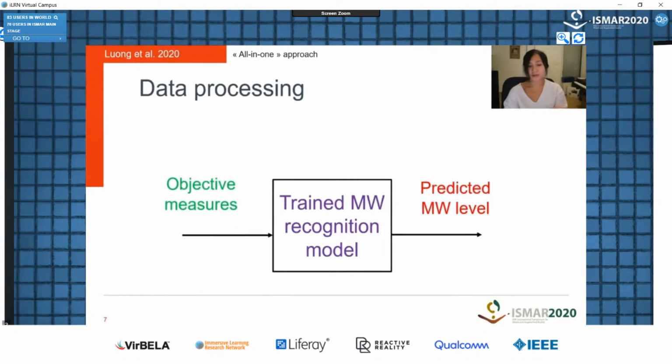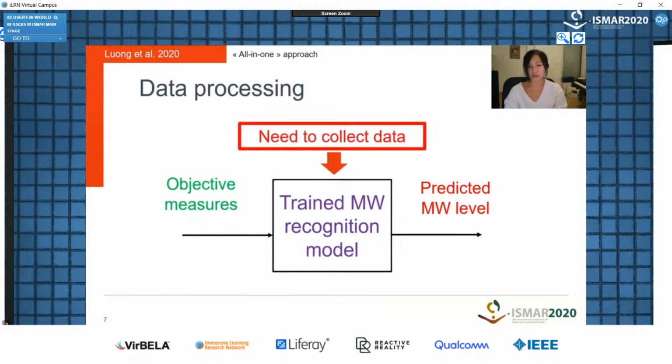So this is a very simple scheme of what we are trying to achieve. As input, we want to have objective measures, for example, physiological data and task performance data. And as output, we want to predict the user's mental workload level. In between, we need to have a mental workload prediction model, and to train it, we need to collect data.